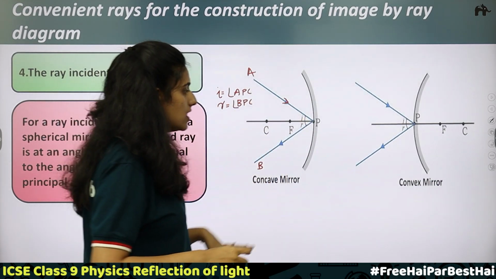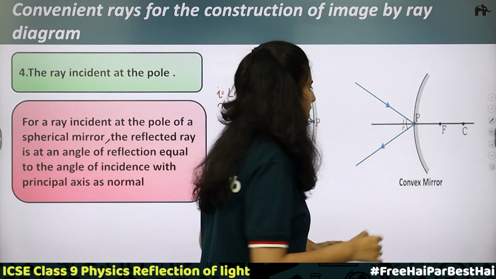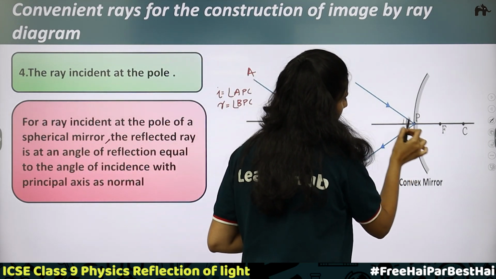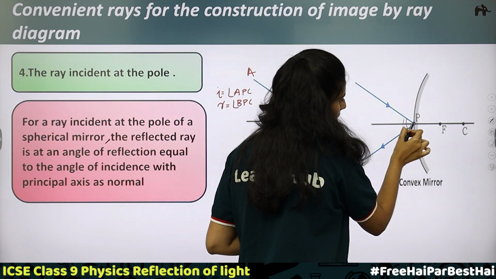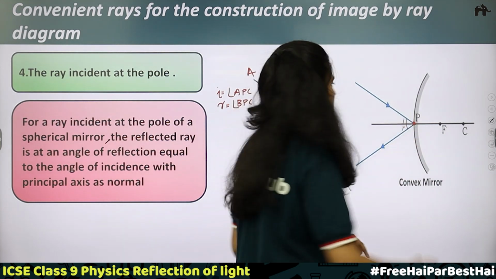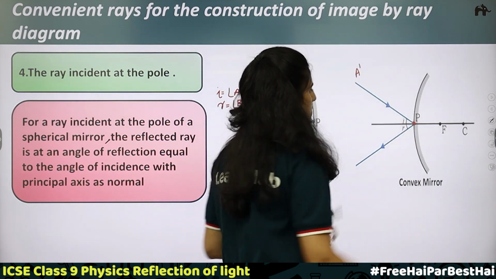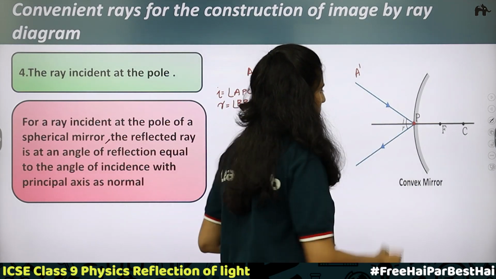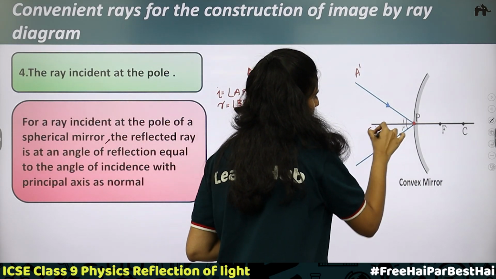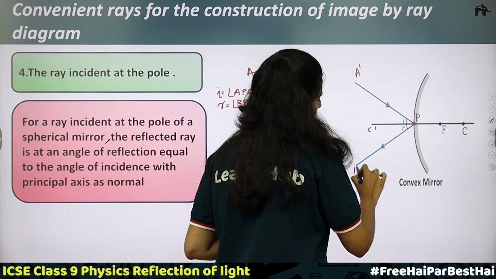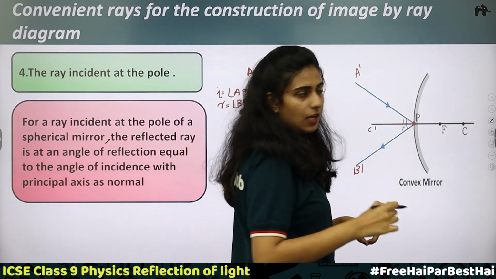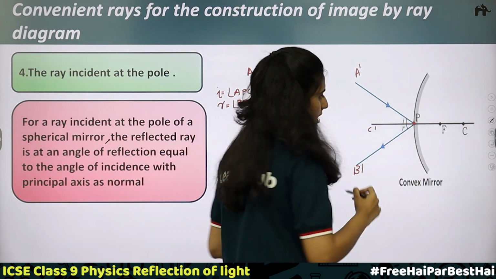Now in the case of a convex mirror, again the same thing. Here you can see the incident ray is towards the pole. The point of incidence is the pole. Let's call A'P the incident ray, and here we have C'. B'P is the reflected ray.